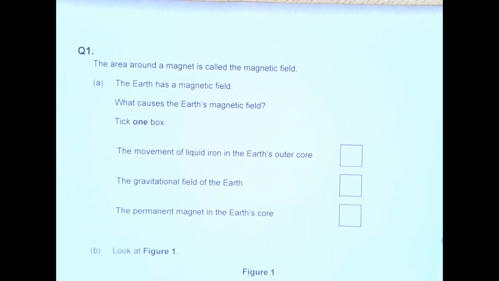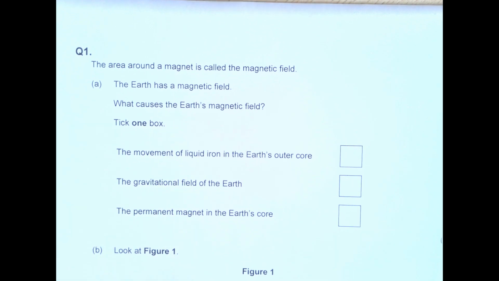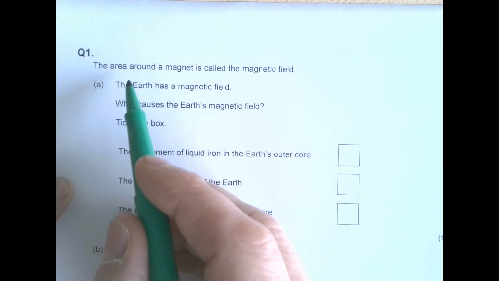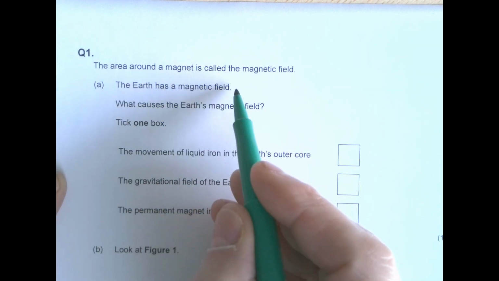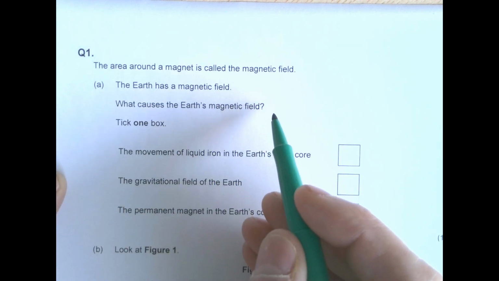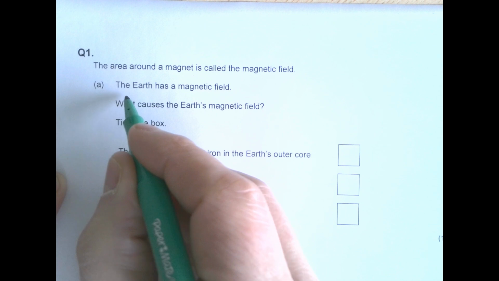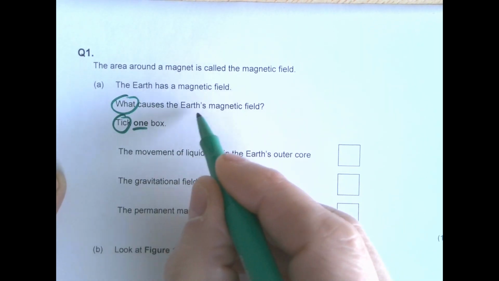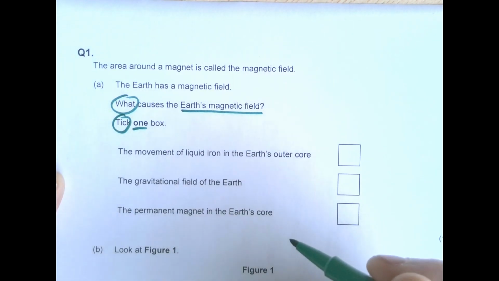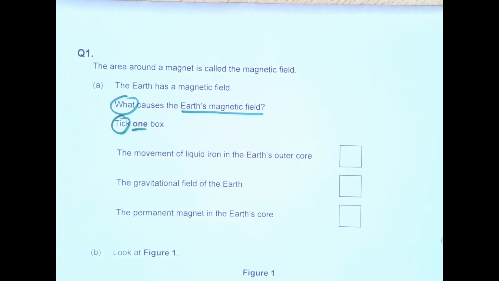Magnets and magnetism. Question 1. The area around a magnet is called a magnetic field. The Earth has a magnetic field. What causes the Earth's magnetic field? Tick one box. So we have to tick one box and say what causes the Earth's magnetic field. Okay, so it's a tick box question.